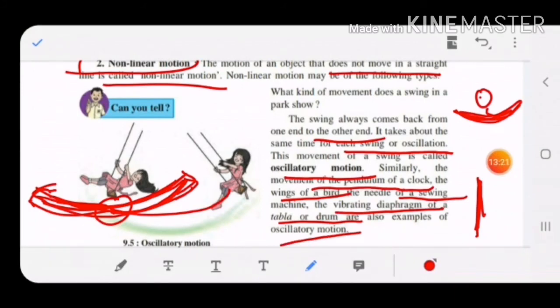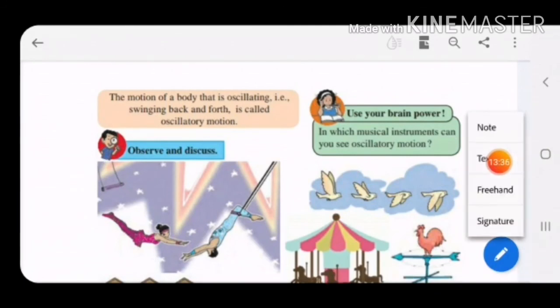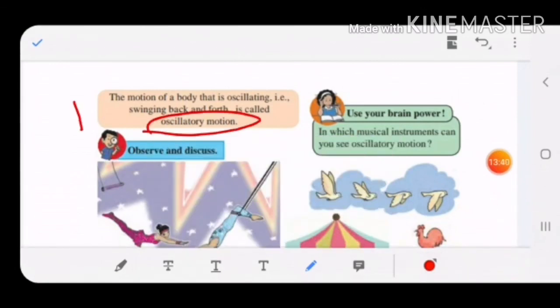So these are the examples of oscillatory motion. So what is the definition of oscillatory motion? The motion of a body that is oscillating, that is swinging back and forth. It goes back and it comes in front. Such a motion of an object is called oscillatory motion. So this is the first type which we have studied under non-linear motion. The motion of a body which is oscillating, that is swinging back and forth, is called oscillatory motion.